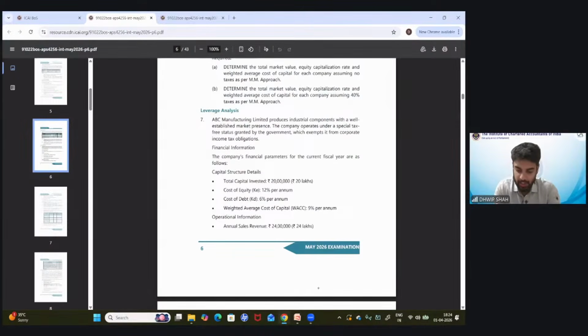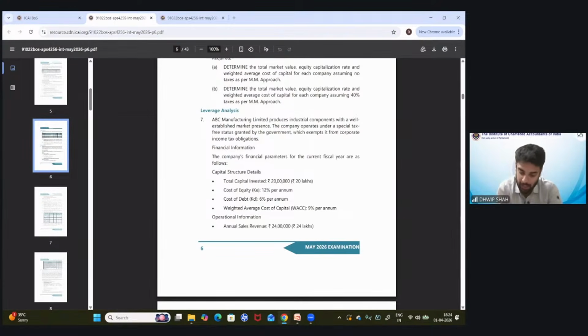ABC Manufacturing Limited produces industrial components with a well-established market presence. The company operates under a special tax-free status granted by the government. So there is no tax in the company. It is under a special exemption status granted by the government. This is a very important line. Other financial information is as follows. The company's financial parameters for the current fiscal year are as follows.